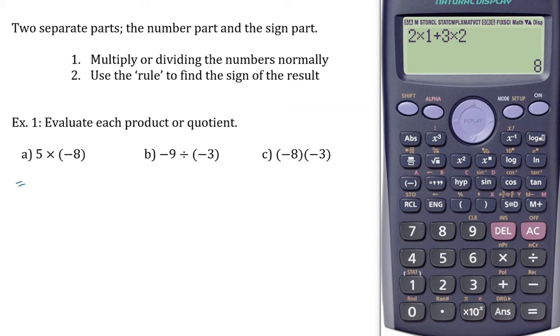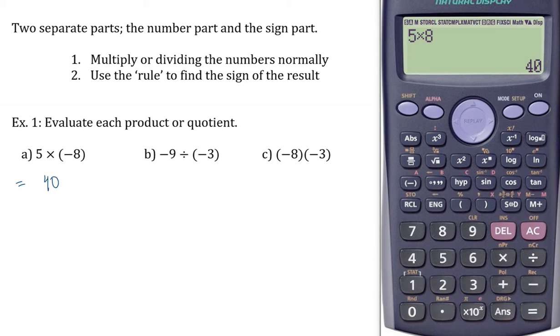So I'm going to do the number part first. 5 times 8. Okay, so I'm ignoring the negative just for now. 5 times 8. And if you can do that in your head, great. Like I say, you're going to save some time. If not, that's okay too. 5 times 8, use your calculator, you get 40.